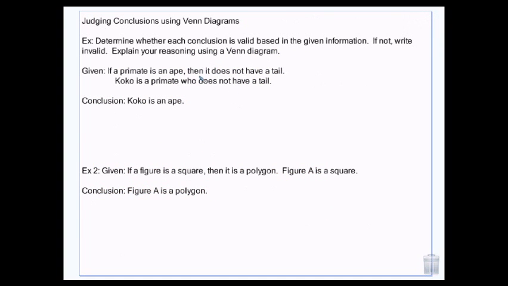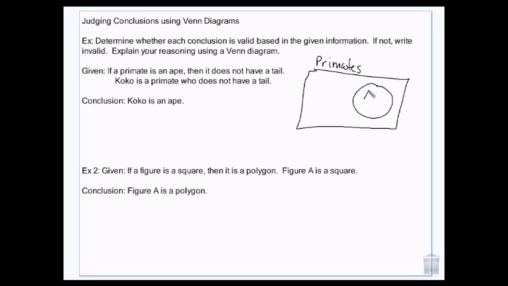Okay. All right, we can do this with Venn diagrams also, if you don't remember the order. So we can have: if a primate is an ape, then it does not have a tail. Coco is a primate who does not have a tail. So what I can do is draw a box that represents primates, a circle that represents apes, and another circle that represents primates with tails.